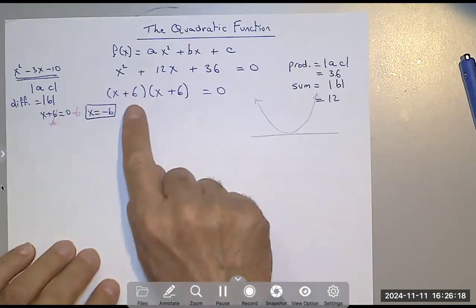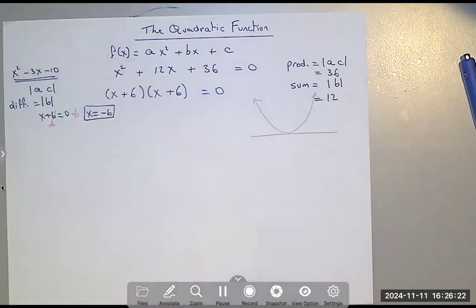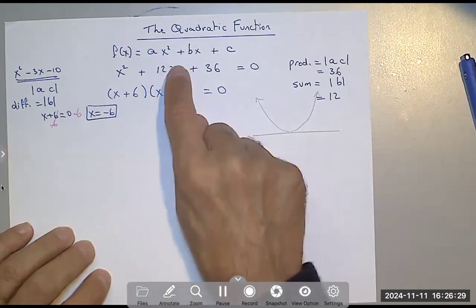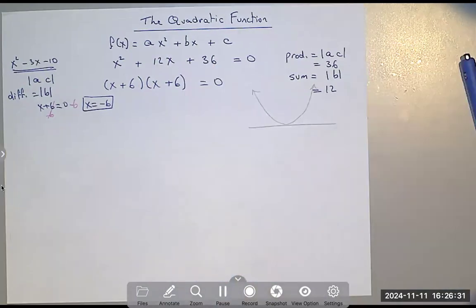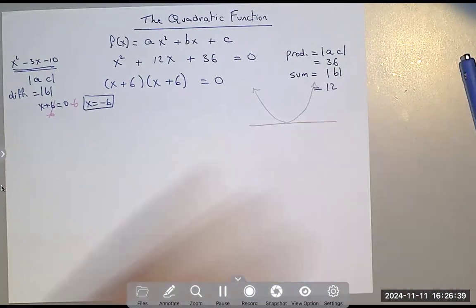Now, notice that if I wanted to complete the square, it's already a perfect square. What did we do before? We said take the middle term, divide it by 2, it's 6, and then square it, it's 36. But it's already 36, so I don't need to add or subtract anything. And the -6 is the axis of symmetry. It's the x-coordinate of the vertex of the parabola. Very easy. The problem is solved.